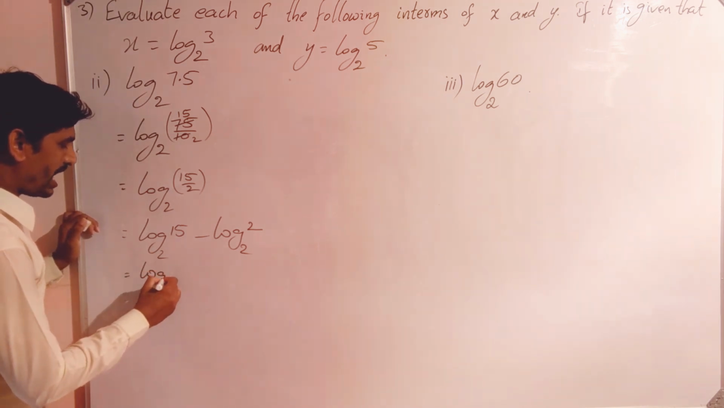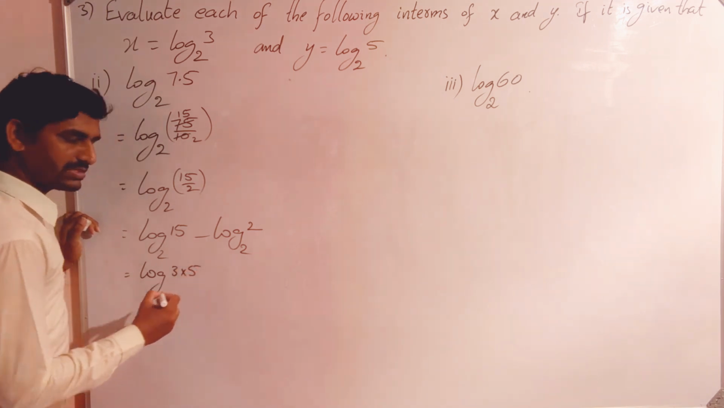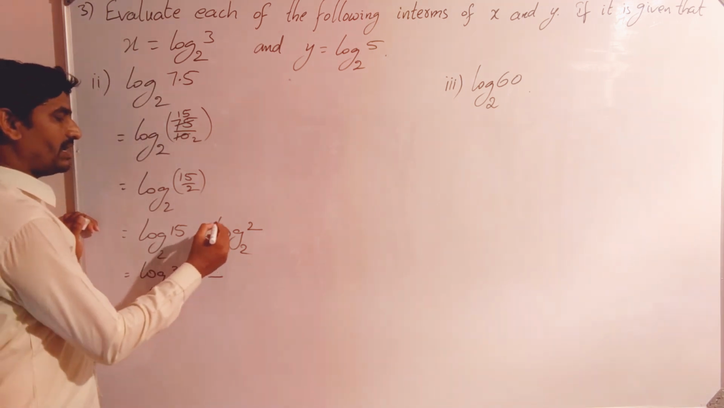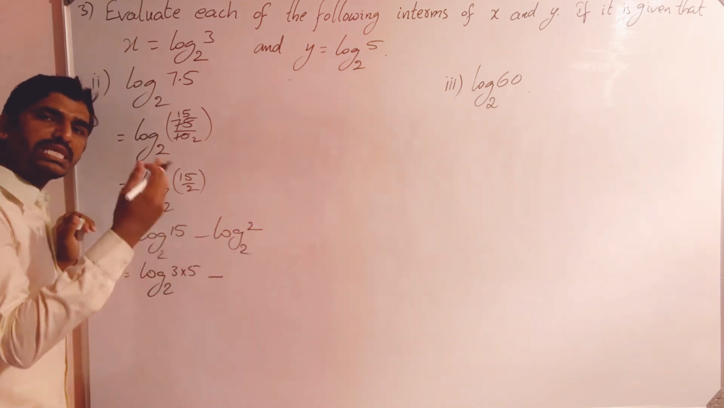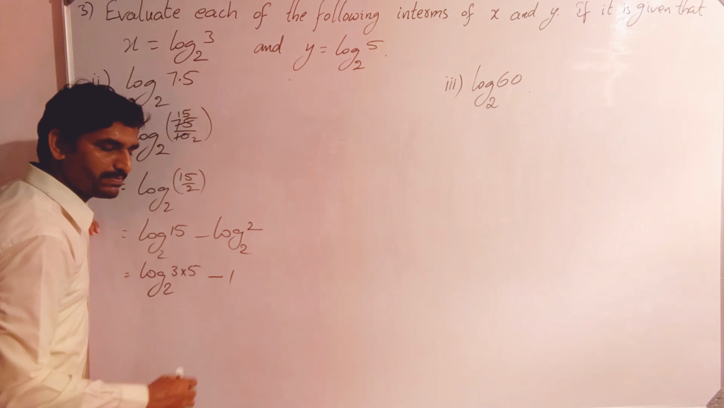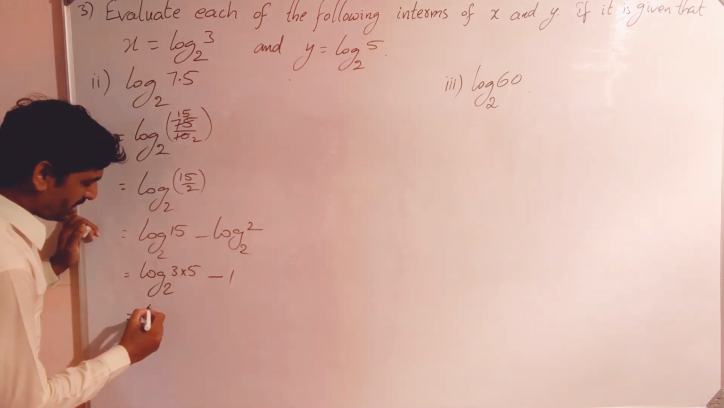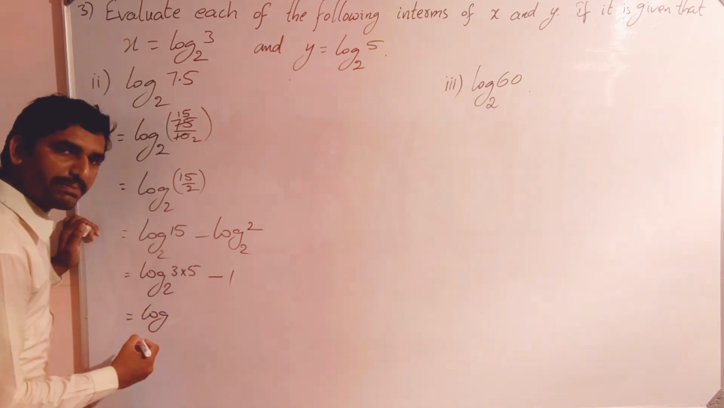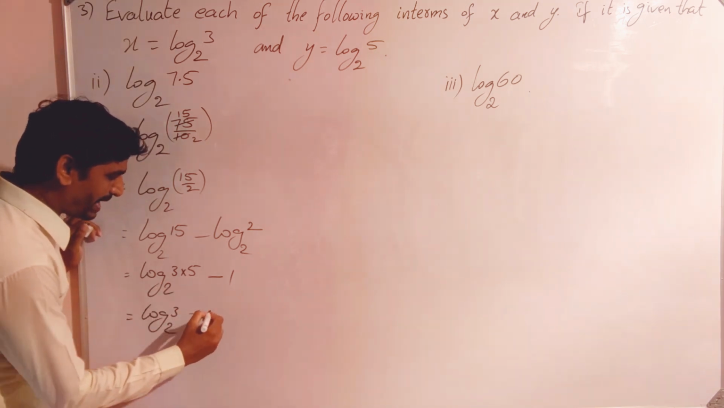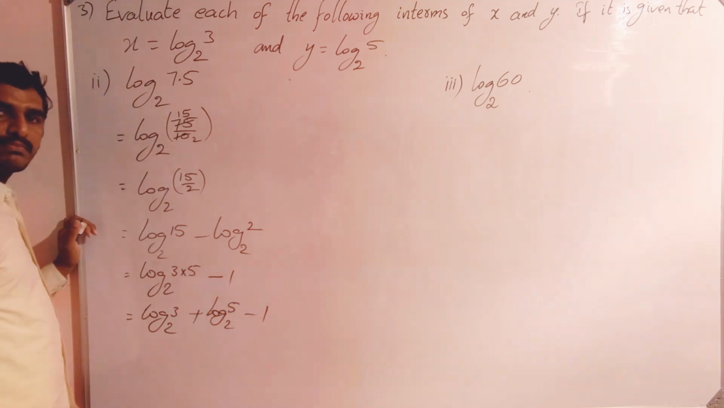Now, logarithm of 15, 3 into 5, 3 5s are 15, to the base 2, minus logarithm of 2 to the base 2. Same values, the result is 1. Okay. Now, this can be expanded: logarithm of 3 to the base 2, into is there, that becomes a plus, logarithm of 5 to the base 2 minus 1.